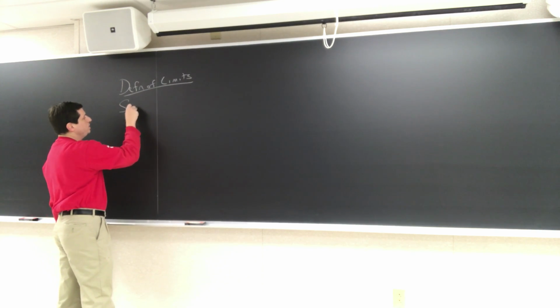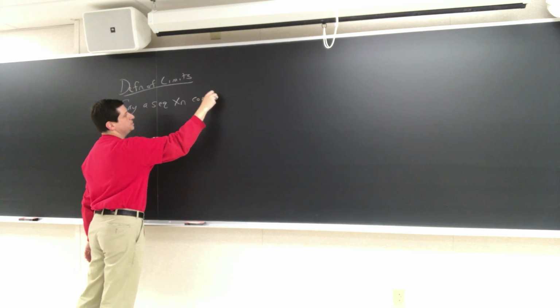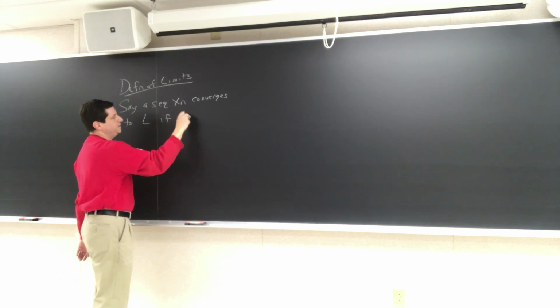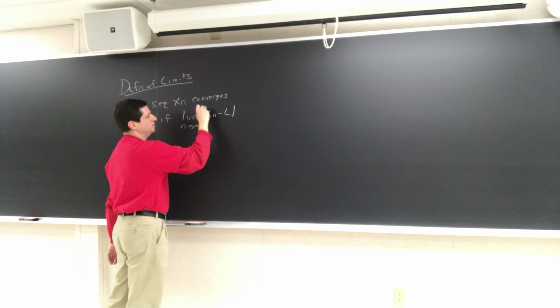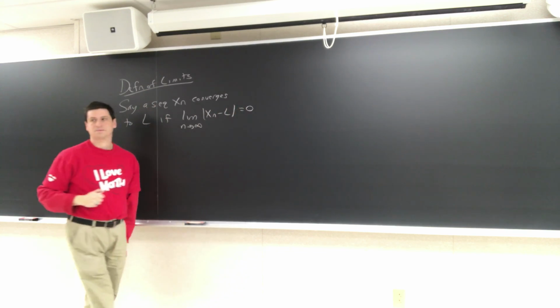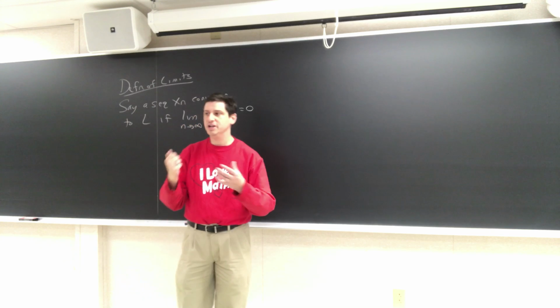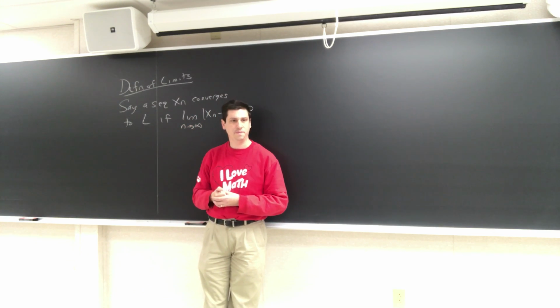So we say a sequence xn converges to L if the limit as n goes to infinity of xn minus L equals 0. The way you should view this is, as n gets larger and larger, xn has to be getting closer and closer to L.